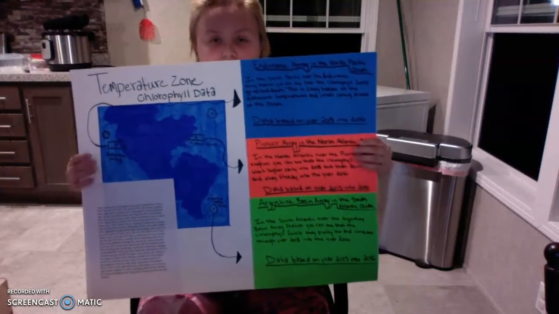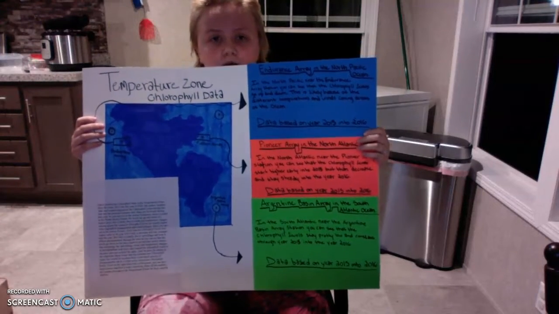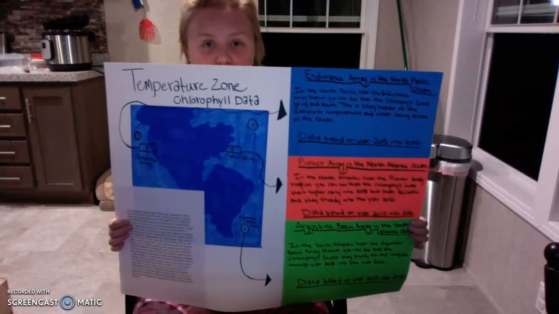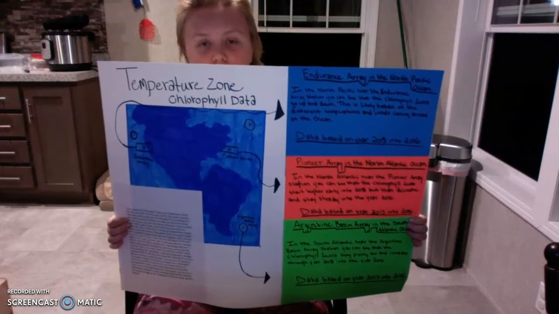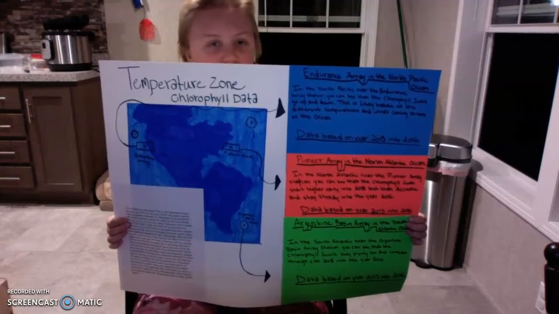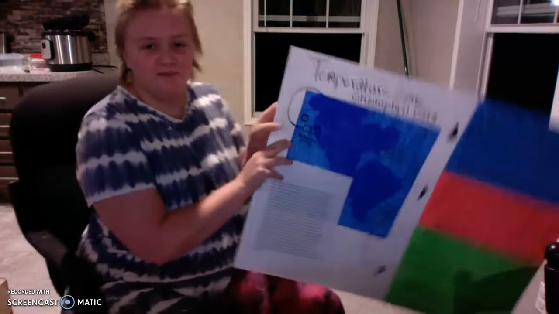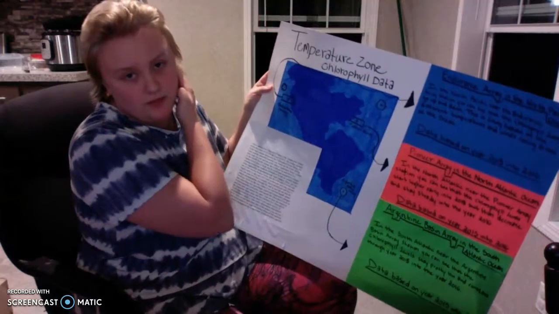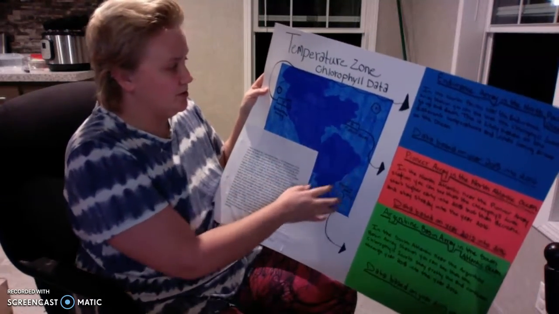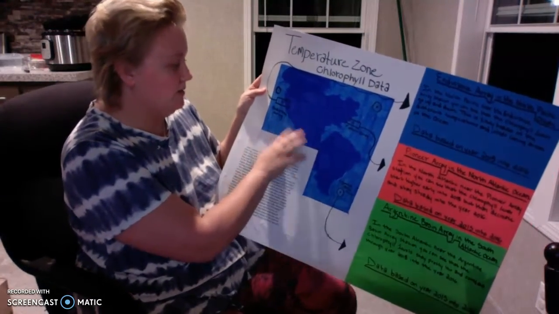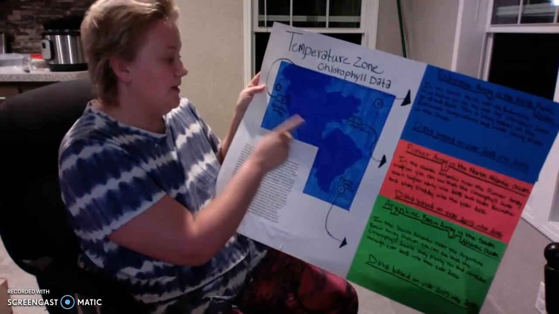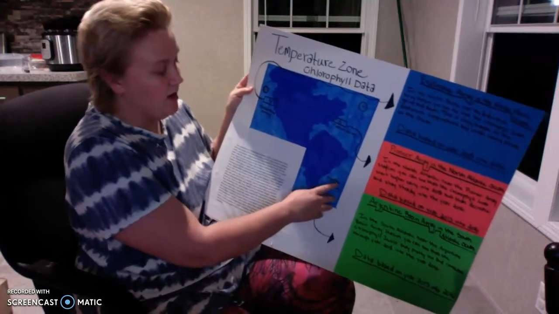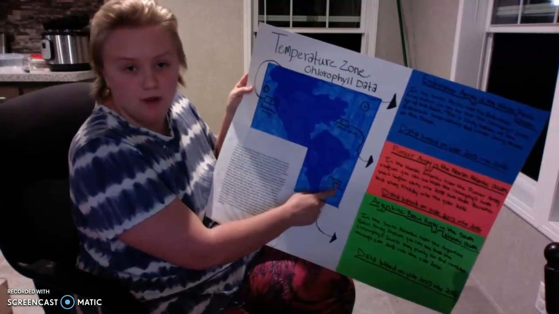Hi everyone, so I am going to explain what I found for the data for the temperature zones that I have concluded my data on. So basically, to start, I drew out the map where all the temperature zones were located and highlighted them. So I have the Endurance Array, the Pioneer Array, and the Argentine Basin Array.